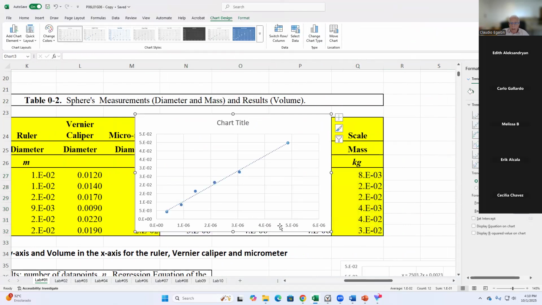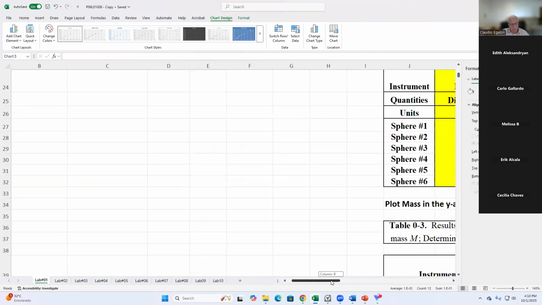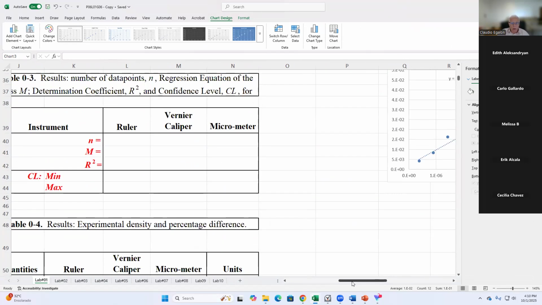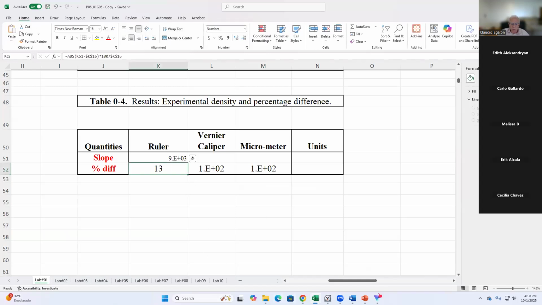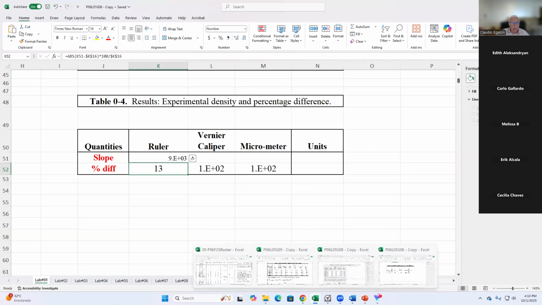Let's see, trend line. I'm getting 8,948. So kind of high, but it's within the reasonable values for the ruler. Remember, it's very difficult. 13% difference, right? That's what you got? Yeah, I got that. Okay.